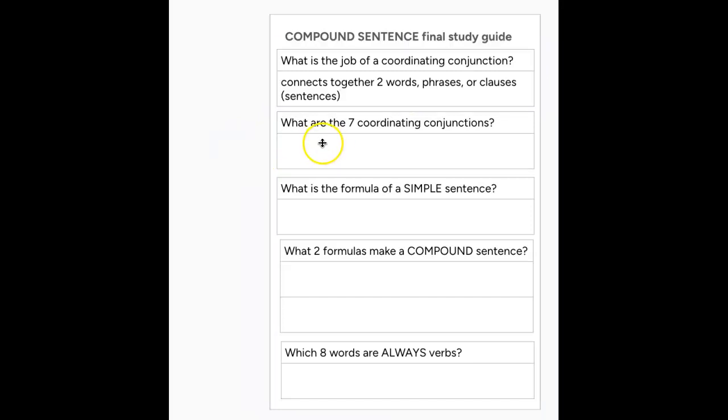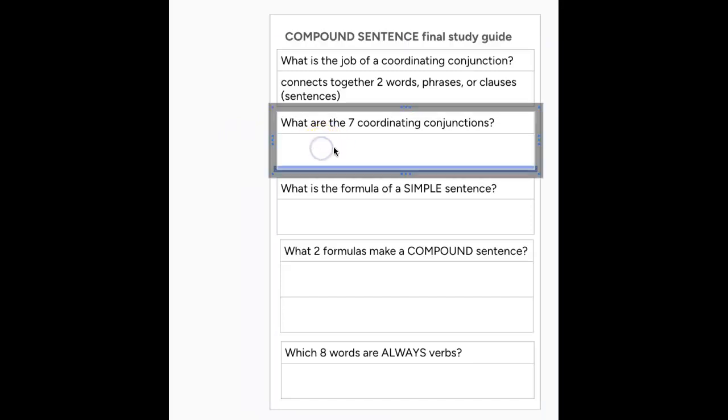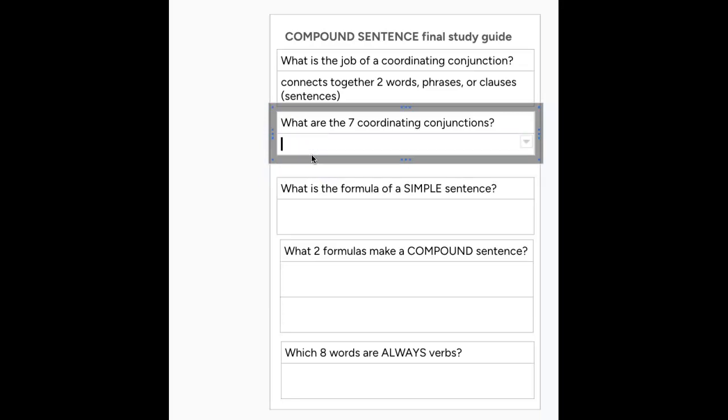You need to make sure you know your 7 coordinating conjunctions. We use the mnemonic FANBOYS to help you remember them. If that helps you, then the first thing I would do on my test is write this out so that I can then know that one begins with an F: for, and, nor, but, or, yet, and so. So those are the 7 coordinating conjunctions you need to know. Those are the 7 first points on your test.